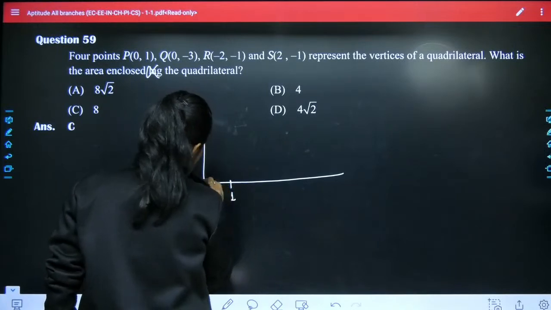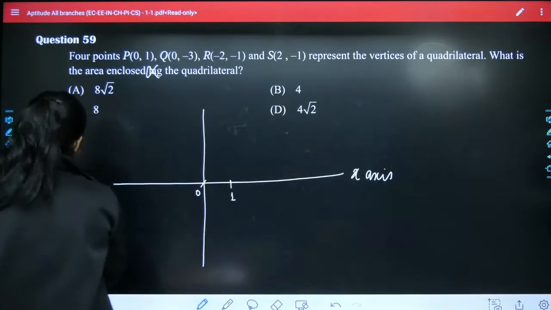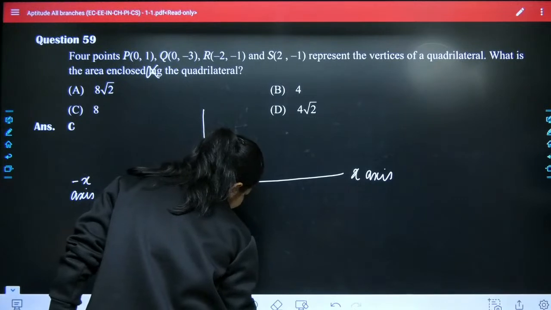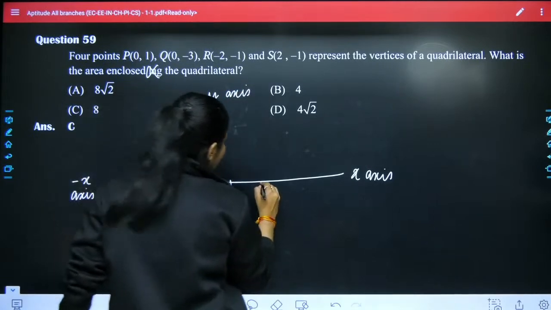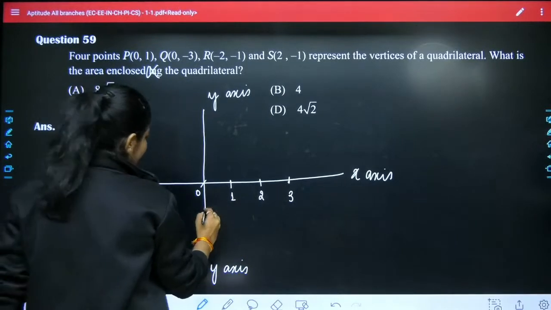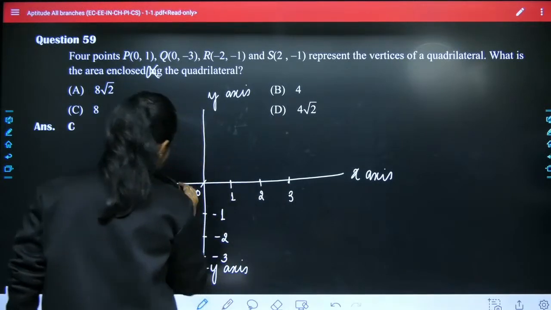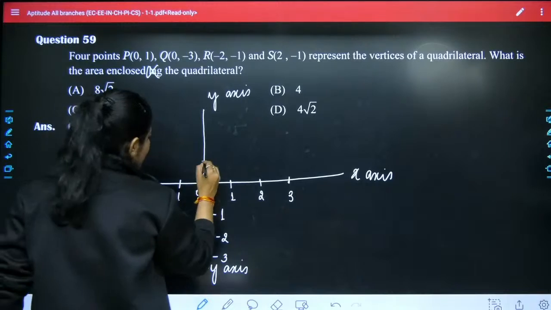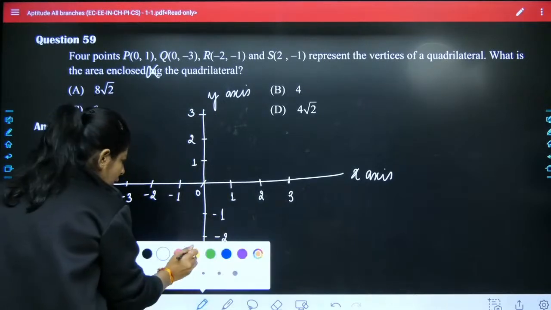This is 1, this is 0, this is our x-axis, this is our minus x-axis, this is our minus y-axis, and this is our y-axis. So here we have 1, 2, 3, and here we have minus 1, minus 2 and minus 3. Now let's draw the coordinates over here.